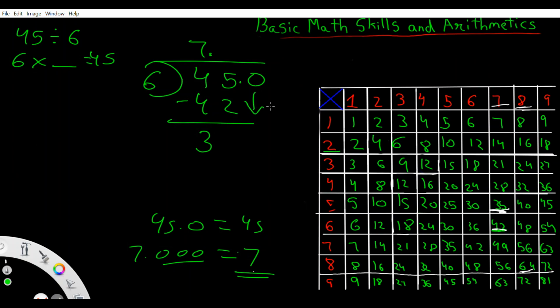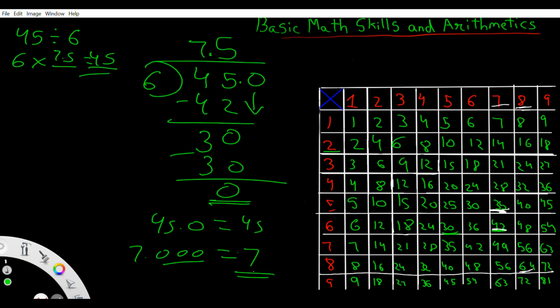We can bring down the 0 to make this 30. And we know that 6 times 5 is 30. So we put 5 here and 30. And the remainder is 0. So 6 times 7.5 is equal to 45.